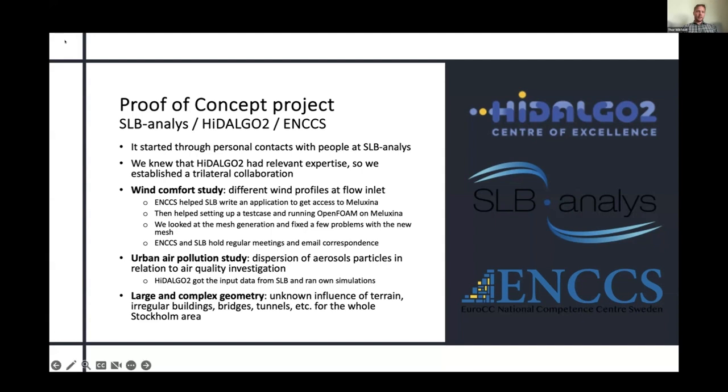And it has two aspects. The first stage is a wind comfort study, which is then followed by an urban air pollution study. In the first part, wind comfort, you are interested in different wind profiles at flow inlet. As I mentioned, we helped them get access to the Meluxina EuroHPC system to begin with, helped them set up a test case and run the OpenFOAM computational fluid dynamics software suite on Meluxina, and looked at the generation of the mesh for Stockholm City and fixed a few problems with the mesh. And we're still in touch over this collaboration.